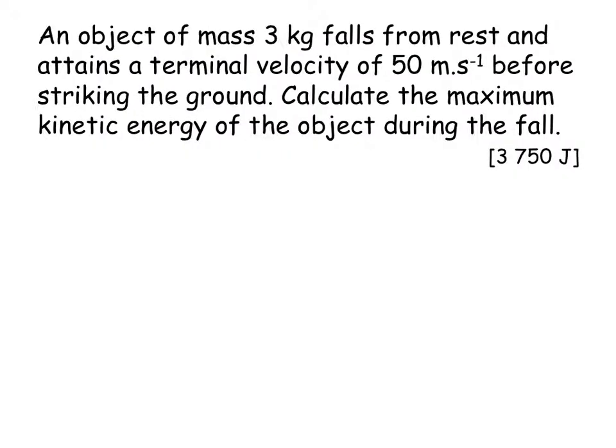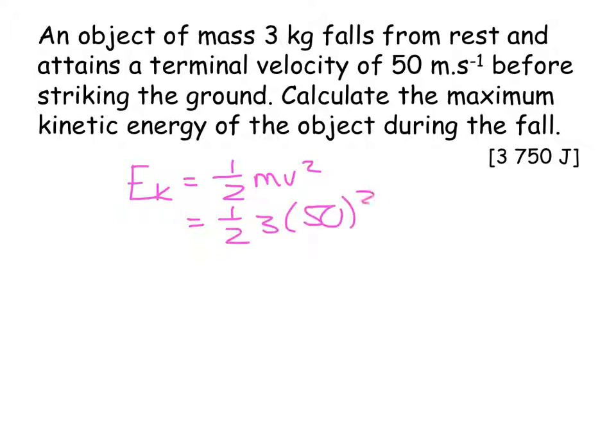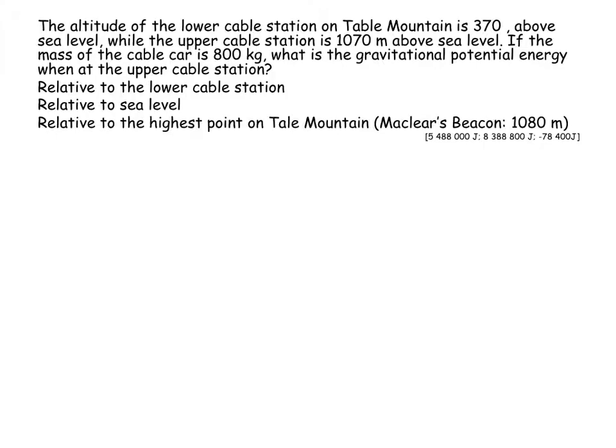An object of 3 kilograms falls from rest and attains a terminal velocity of 50 meters per second before striking the ground. Calculate the maximum kinetic energy. EK is equal to a half mv squared, which is a half of 3 times 50 squared, and you land up with 3,750 joules.